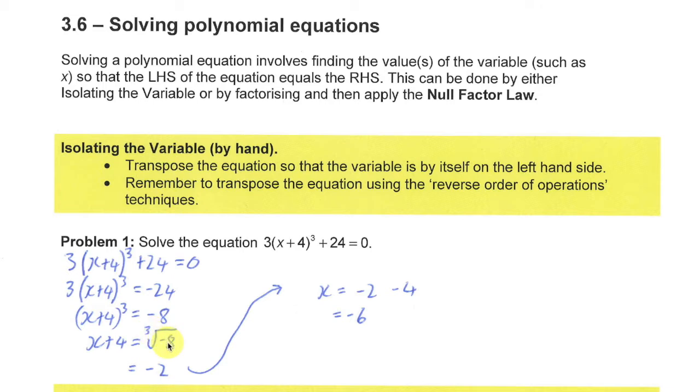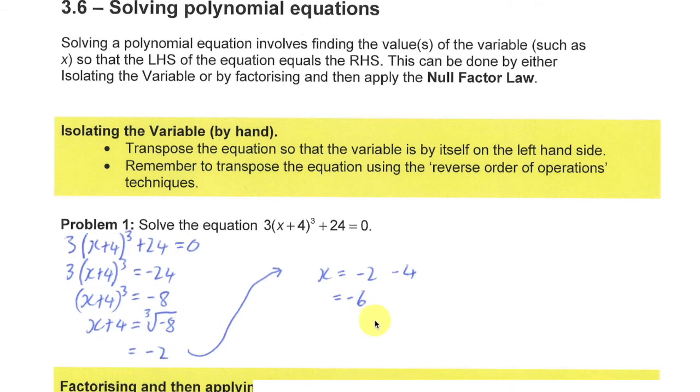So in other words, what number, when multiplied by itself 3 times over, is equal to negative 8? And of course, that's negative 2. So I now have x plus 4 equals negative 2. If I subtract 4 from both sides, you can see that I end up with x equaling negative 6.